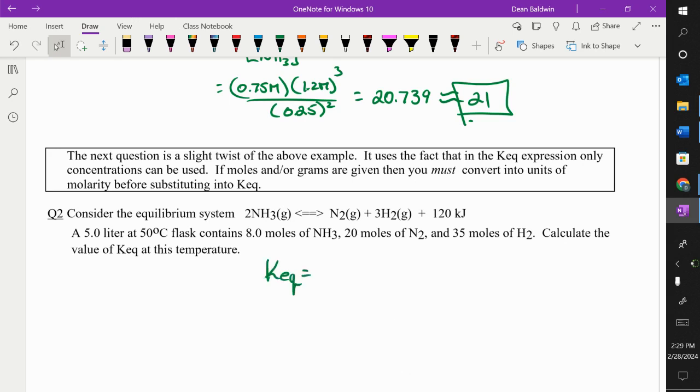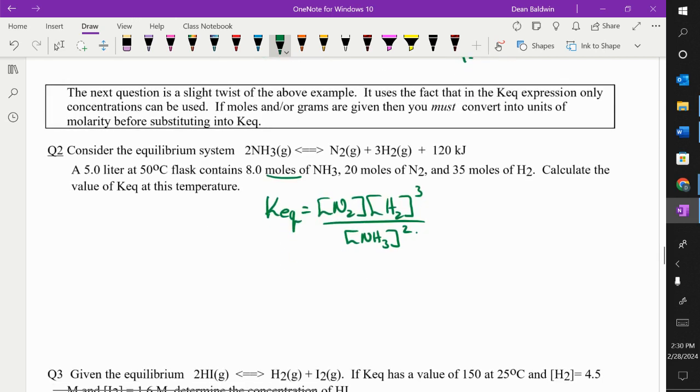KEQ equals N2 times H2 cubed over NH3 squared. Okay. What is the trick? Yeah, because I gave you moles, but these are concentrations. I also gave you the 5-liter flask.